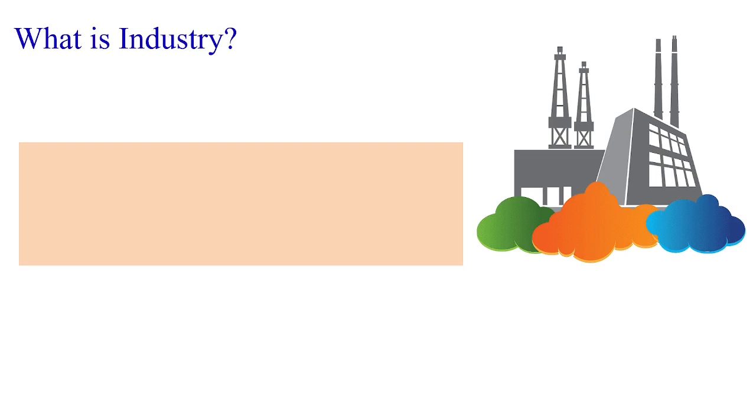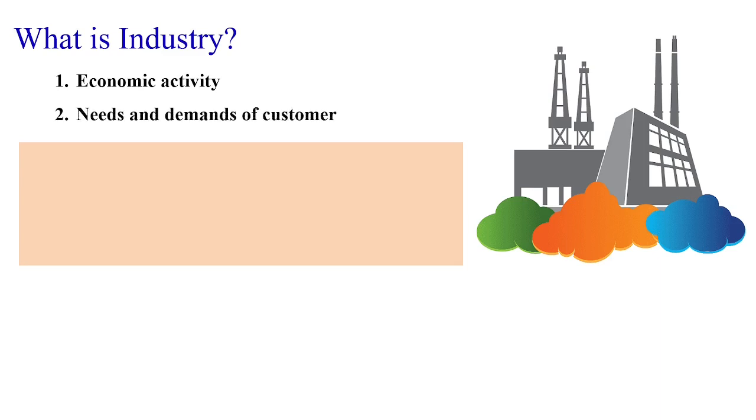Now to understand the concept of industry, we need to focus on two main points: first, economic activity, second, needs and demands of customer. Now we discuss these two points in a little bit of detail. What is meant by economic activity, and what is meant by customer demand and needs.